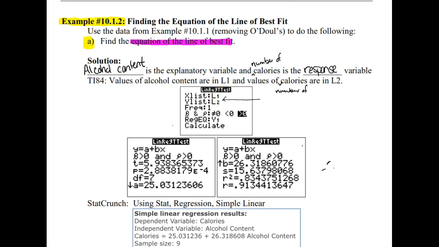Again, I highly suggest that you pause the video here if you do not have two lists of data entered, and go back to 10.1.1 and enter those data points again without the O'Doul's beer in that list, to make sure that your output screens match the ones as we move forward. From the previous video, it's important that you have typed a Y1 here. The default, straight out of the box, is blank. So if you do not have a Y1 there, make sure that you type VARS, right arrow, 1, and 1 to put a Y1 there.